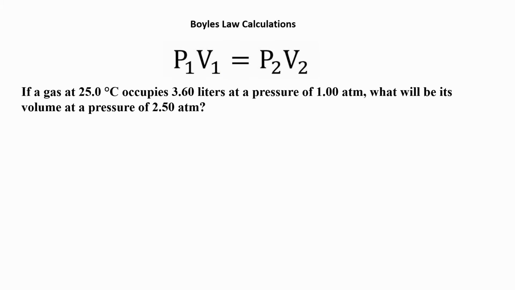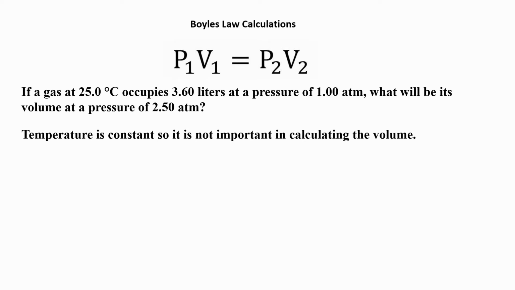Now for some calculations involving Boyle's law, where P1 V1 is equal to P2 times V2. If a gas at 25 degrees Celsius occupies 3.60 liters at a pressure of 1 atmosphere, 1 atm, what will be its volume at a pressure of 2.50 atm? Temperature is constant, so it is not important in calculating the volume in this particular case.